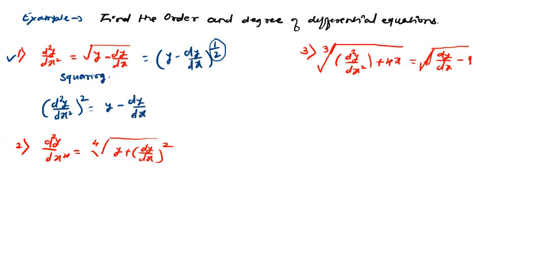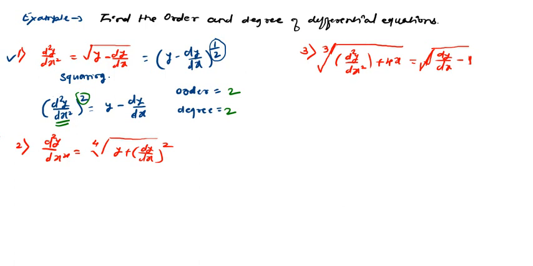Now this is in the general form of the differential equation, so we can identify the order and the degree of this given differential equation. The highest ordered derivative is d2y by dx square, so the order of this differential equation will be 2 and its power is 2, so its degree will be 2. We'll see the next example.